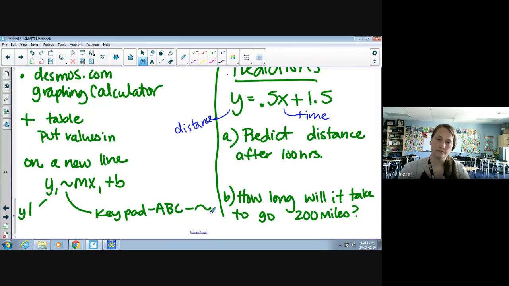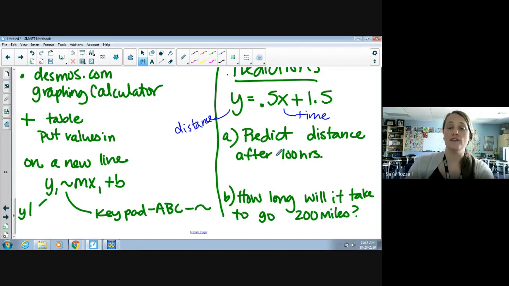If you have an equation and someone said predict the distance after 100 hours, is 100 hours a time or a distance? Is that a time or a distance measurement? That's a time measurement. So if they want you to find the distance, we don't know the distance yet, do we? We know the time. So when we are plugging our 100 in, are we going to plug it in for X or for Y? Yeah, you're going to plug it in for X because X is time.